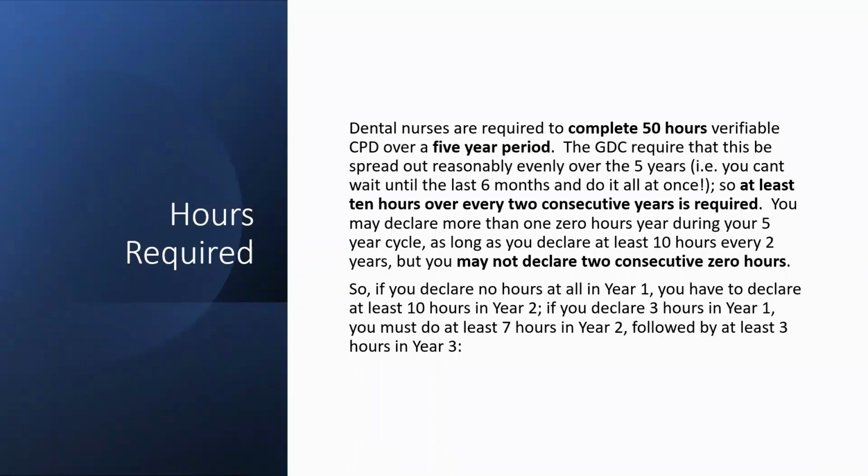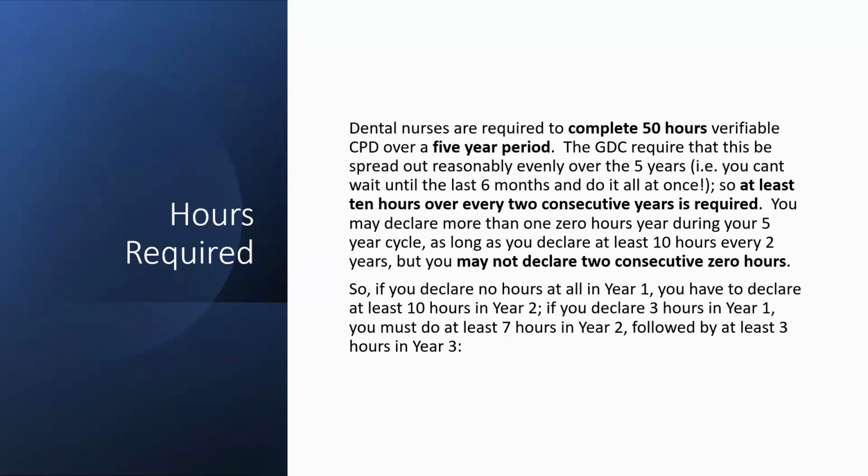So the hours required: as a dental nurse, you are required to complete 50 hours verifiable CPD over a 5-year period. Now, you can't wait. In the previous system, you could wait till the last 6 months and then rush it all through. You can't do that anymore. So you have to declare 10 hours per subsequent 2 years. This all gets to be very complicated, but there's a diagram in a minute to show you. So you can declare a 0 hours year, but then the next year you'd have to declare 10 hours. You can declare more than 1 0 hours year during your 5-year cycle, but not 2 consecutive ones.